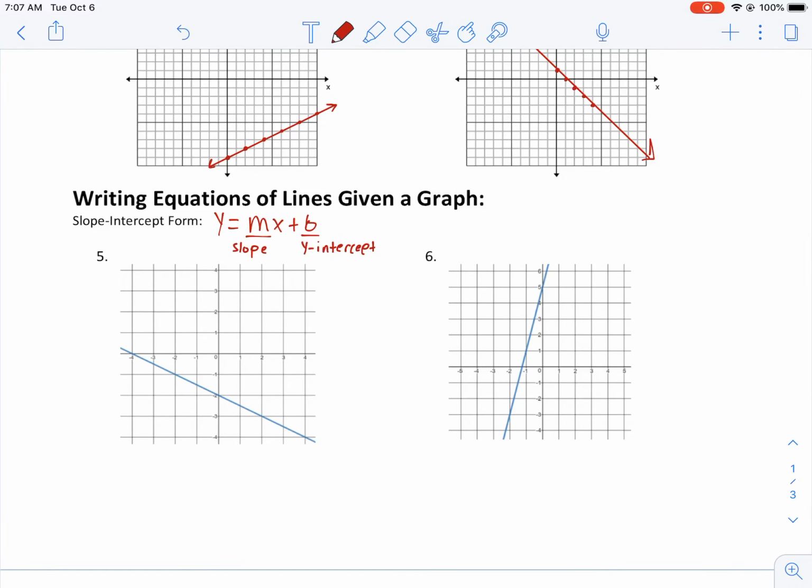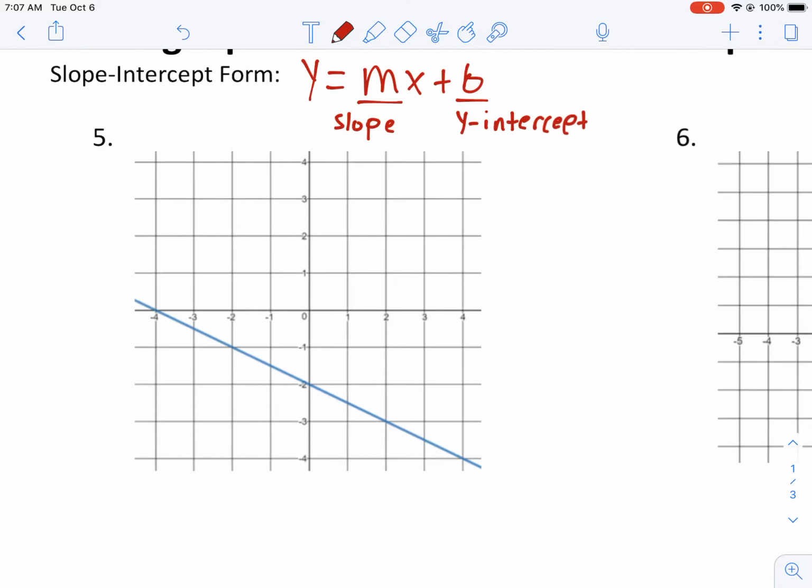So now actually writing equations of lines, all right? So we're gonna look at two graphs here, and we wanna write these equations again in slope-intercept form, okay? So we can look at our graph and immediately get the y-intercept, all right? Where is it crossing the y-axis? It's crossing the y-axis at 2. So we know we're gonna have y equals something x minus 2, okay?